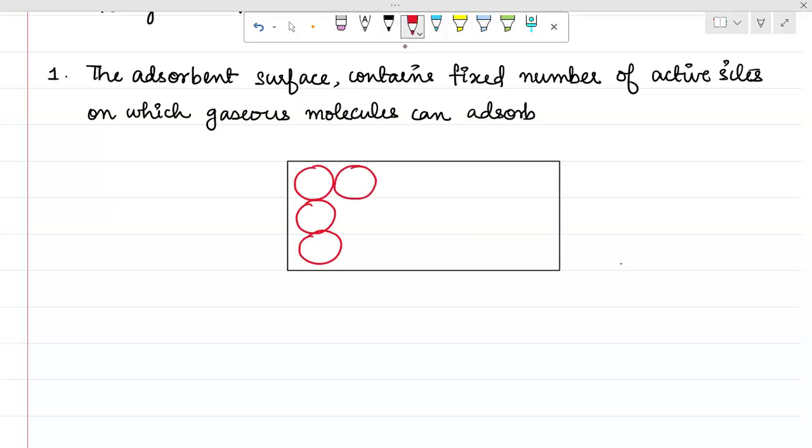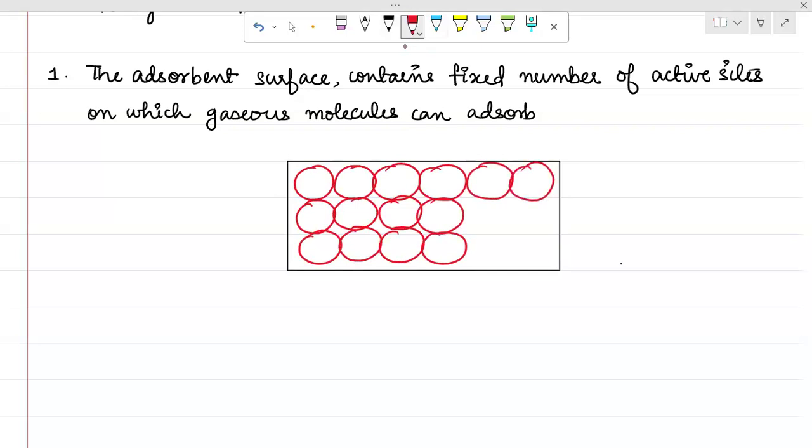For example, let's say this is a solid surface, and these circles that I am drawing correspond to the active sites of the adsorbent. If you can see, 3 into 6, 18 active sites are present over here, and hence it is fixed. The gaseous molecules will not occupy any of the interstitial positions. No random positions, only the active sites. So each adsorbent surface has a fixed number of active sites.